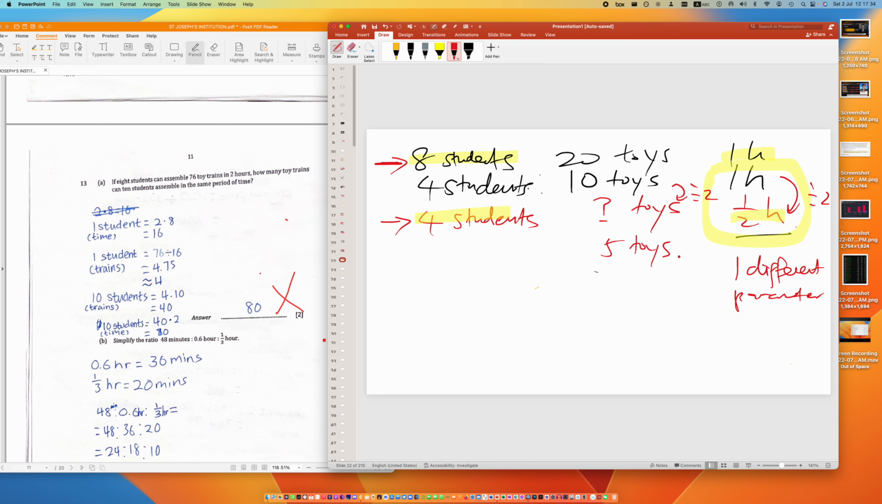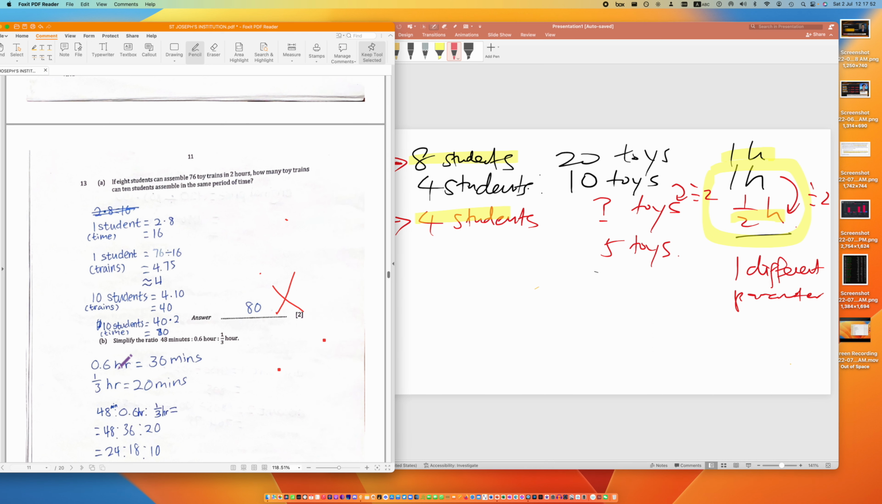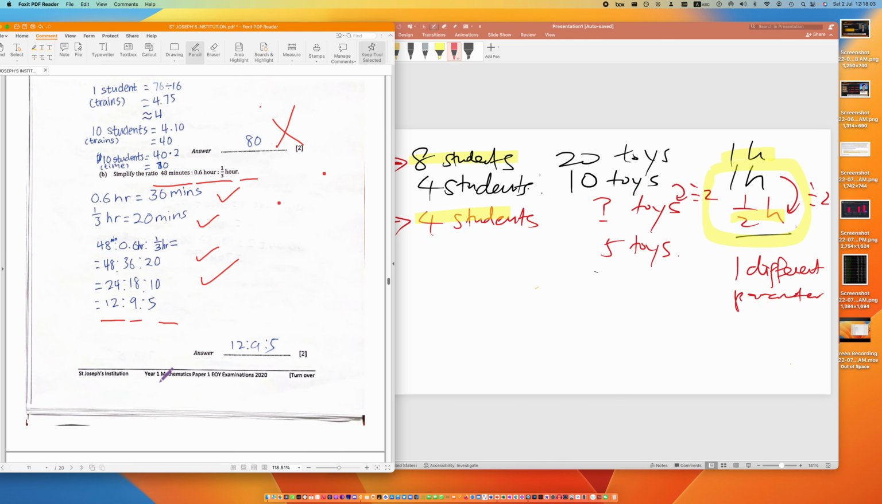Are you clear how to do such questions? Okay, so always, you can only do for one different parameter. If you have 2 different parameters, you introduce an intermediate step. Understand? Okay, good. Next. So simplify the ratio into this. So you convert to all minutes. So this is 36, this is 20. So you just convert and simplify. Divide by 2. Okay, very good.